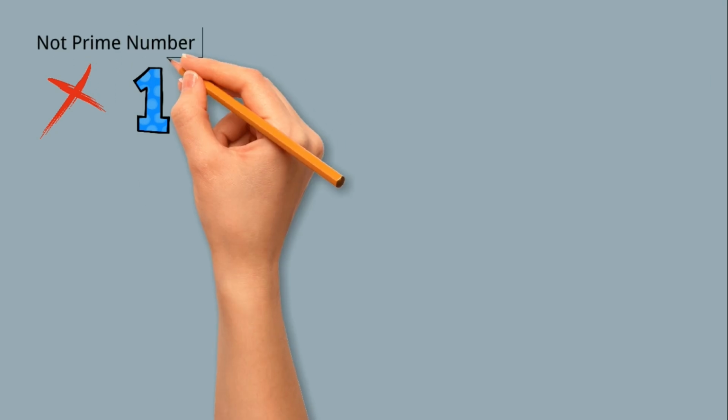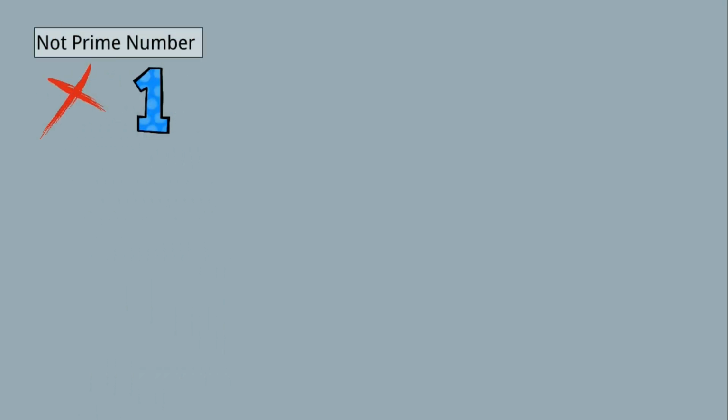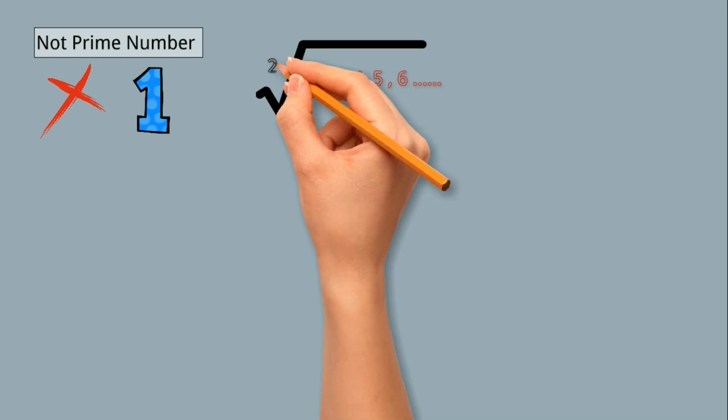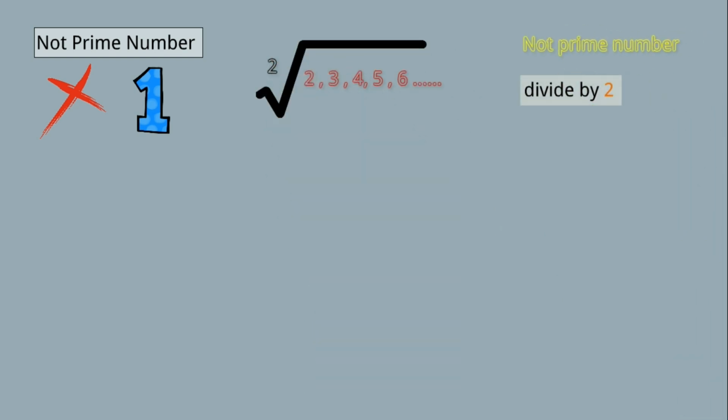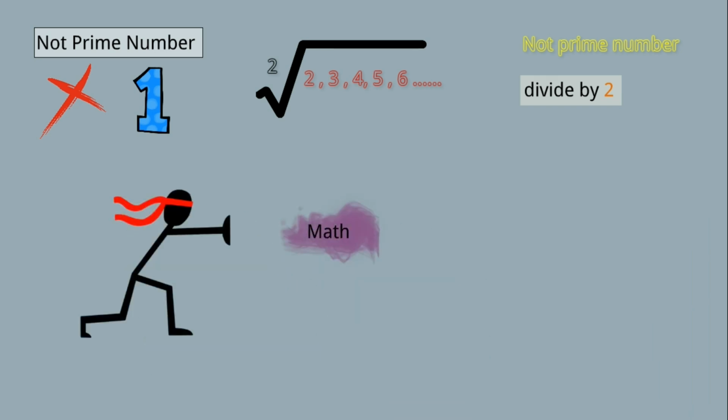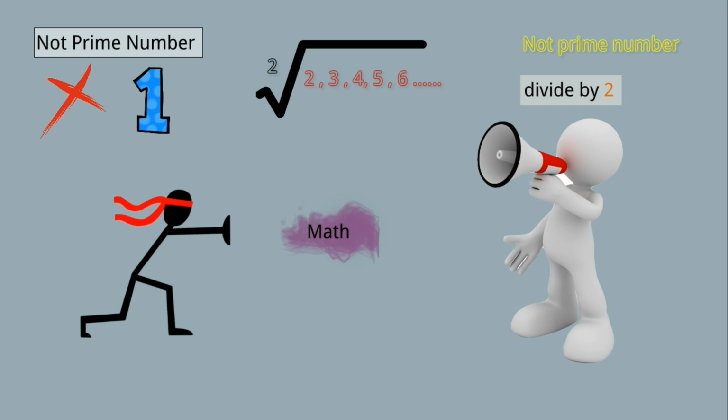The number 1 is not considered a prime number, but the number 2 is. However, any other number divisible by 2 is not a prime number. That's a super simplified explanation. For those of you who hate math, don't worry, I'm not going to ask you to create the prime number method on your own.